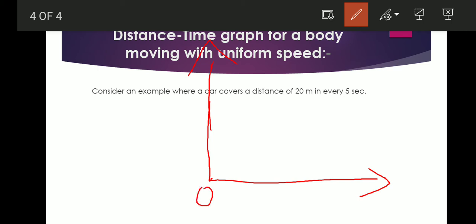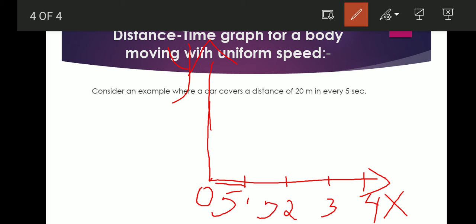Then the x-axis will represent the time frame, and the y-axis will represent your distance. Okay, here let's mark 0 to 1, 2, 3 and 4. Here 0 to 1, this much length. Okay, let's say this is 5 seconds. Then 1 to 2 also, there will be another 5 seconds here. Here also 5 seconds and 5 seconds.